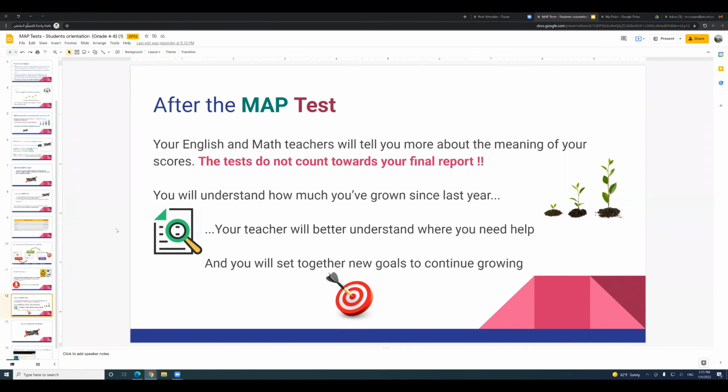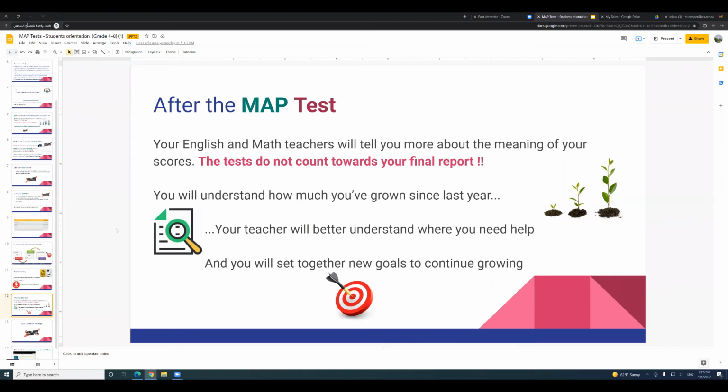Your report card in school, it doesn't count to that, but it is important from an international perspective, like we said, and for measuring progress against those educational goals that you set yourself, and against the standards in the curriculum that we follow here in Arawad International School. And then you will begin to understand how much you've grown since last year.